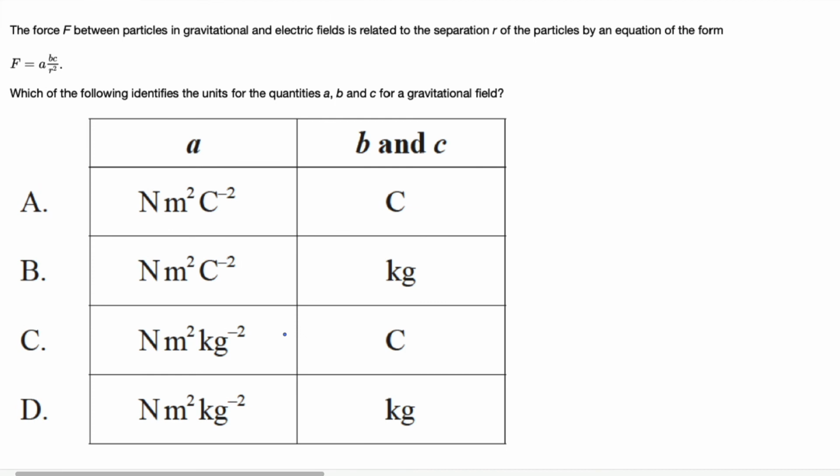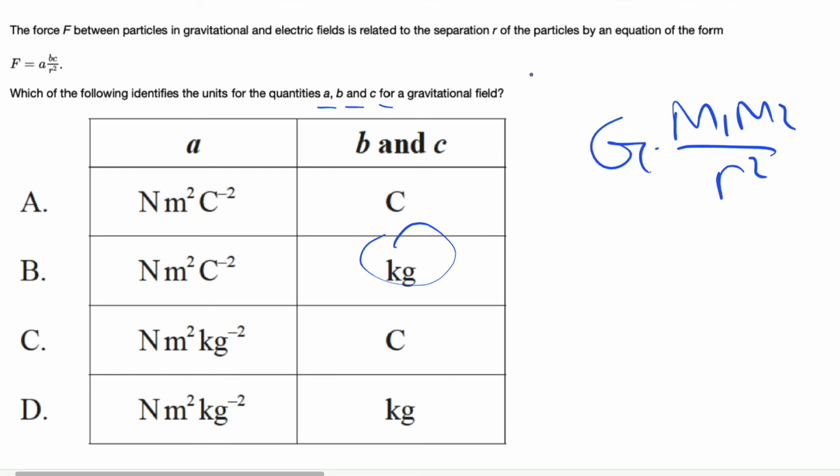The force F between particles in a gravitational and electric field is related to a separation R of the particles by an equation of the form F is equal to A times B C over R squared. Which of the following identifies a unit for the quantity A, B, C for a gravitational field strength? So for B and C it is kilogram, right? So G constant multiplied by M1, M2 over R squared, and the unit for M1, M2 is all kilogram.